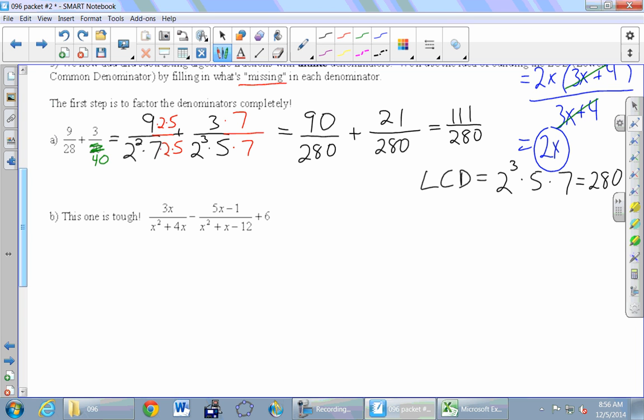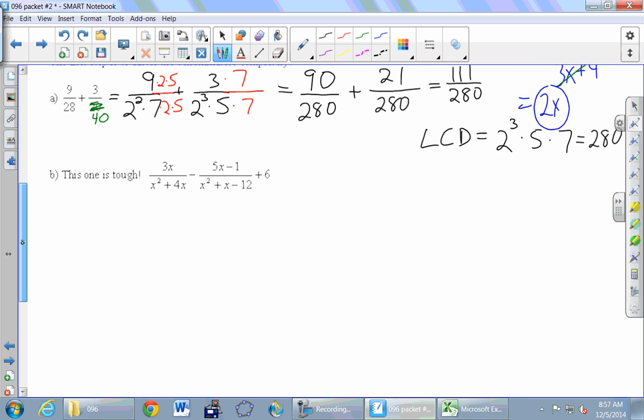Okay, but in any event, there's no 3. So 280 is not divisible by 3 because when I add the digits, I get 10, which is not divisible by 3. So I don't think we can simplify any farther. So that one's good. Now we're going to move on to the tough one, which means that was the easy one, just for perspective. So let's try B here.